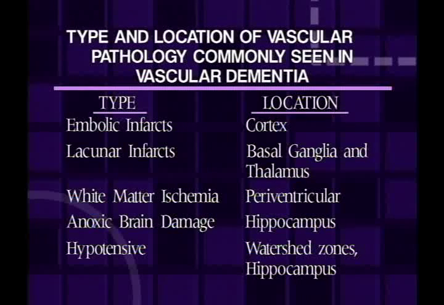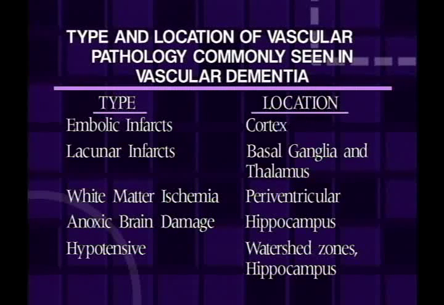Anoxic brain damage, on the other hand, is injury due to cessation of blood flow or oxygen, such as individuals who have had cardiac arrests and have not regained blood pressure for at least 3 minutes. Specific kinds of brain regions are sensitive to low oxygen and low blood flow, especially the hippocampus.